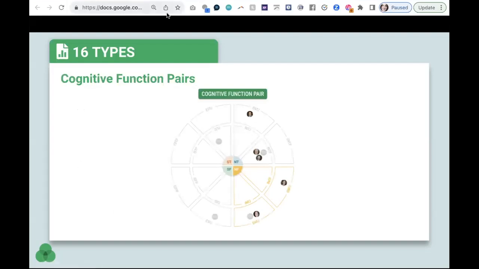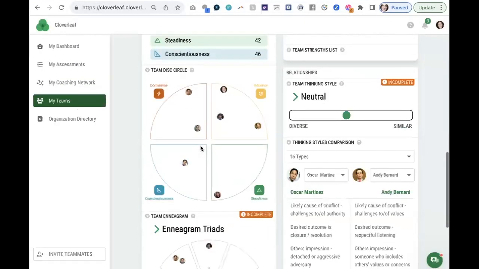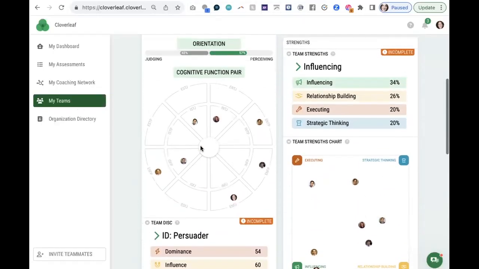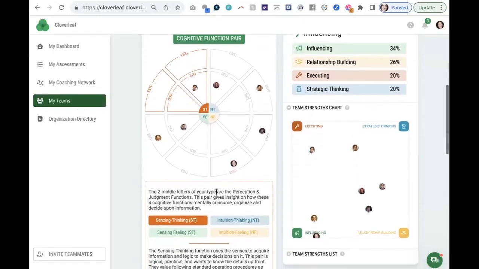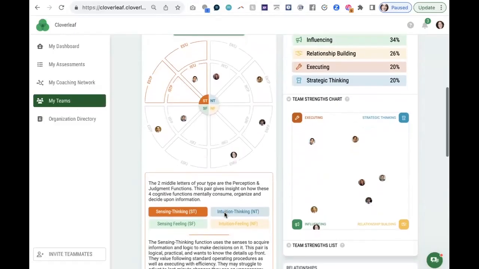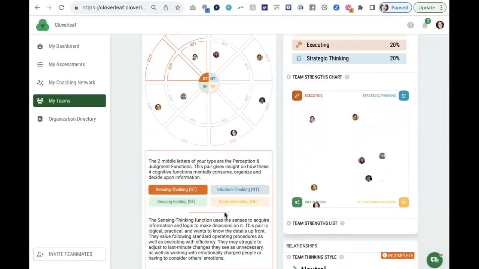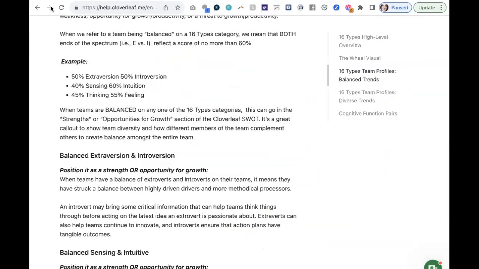Now, I also invite you on the team dashboard to dive into the cognitive function pairs, especially when you're giving feedback. So if you click on the cognitive function pair, the two middle letters of your type are the perception and judgment functions, and it gives insight on how these four cognitive functions mentally consume, organize, and decide upon information. As a hot tip, before you give feedback to a person, go and look at their cognitive function pair.